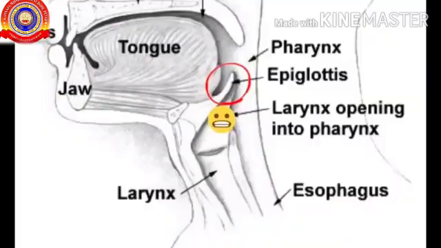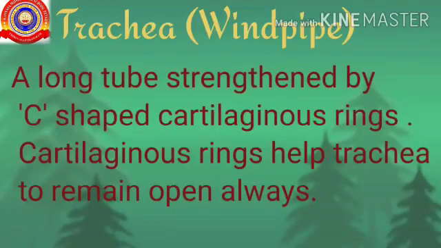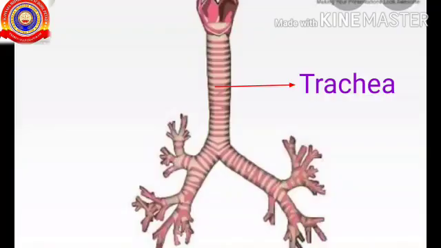Next is the trachea, or it is also called windpipe. The trachea is a long tube strengthened by C-shaped cartilaginous rings. The cartilaginous rings help the trachea to remain open always.